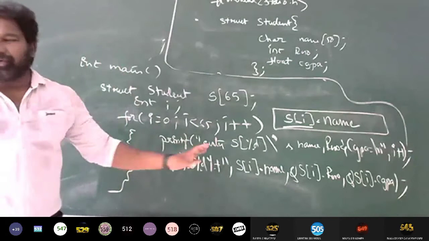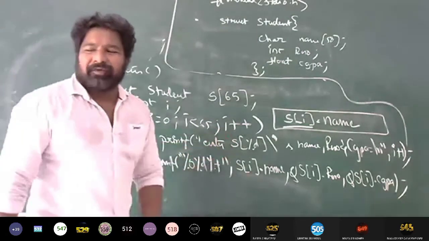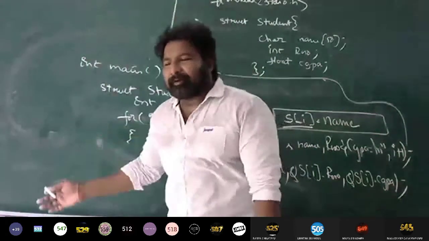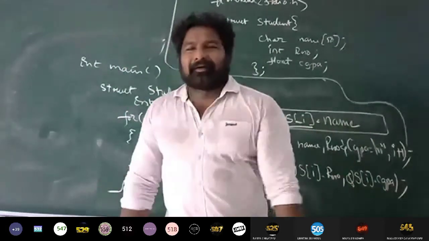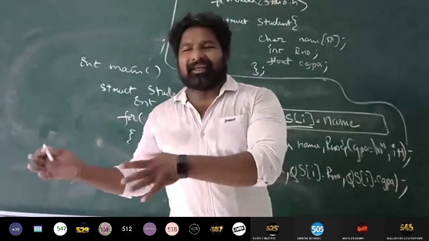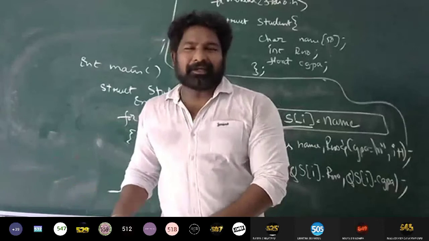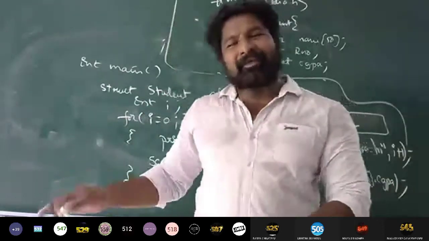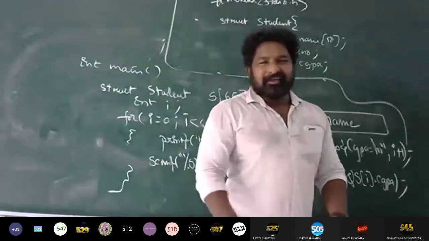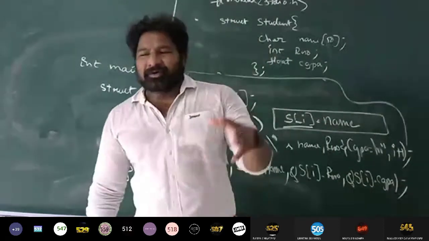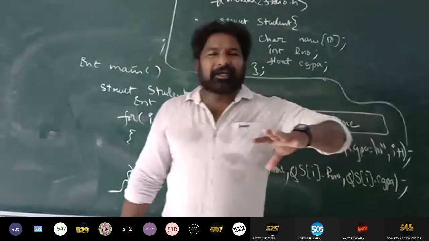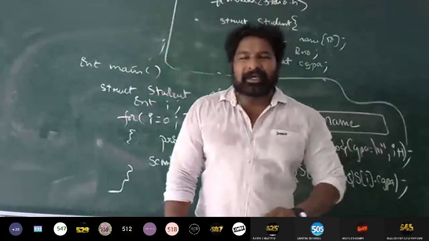Yes, sir. So if I want to print these values, how do I do that? Again, I write a for loop. Then, tell me: s of I name equals to s of I name, s of I roll number equals to s of I roll number, s of I CGPA equals to s of I CGPA. So all 65 student details will get printed on the screen. Okay.